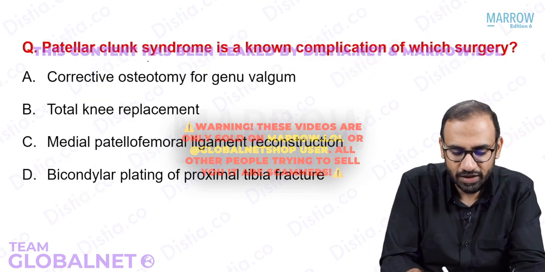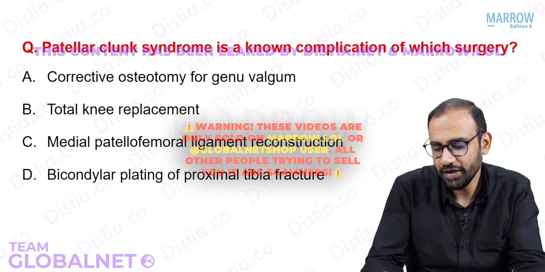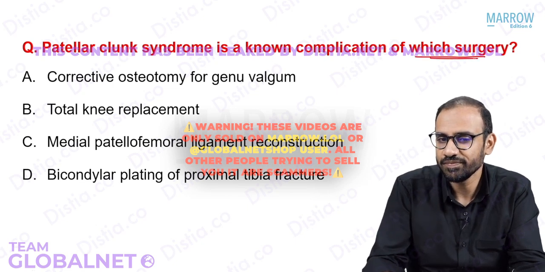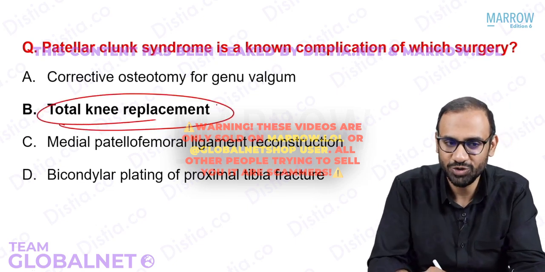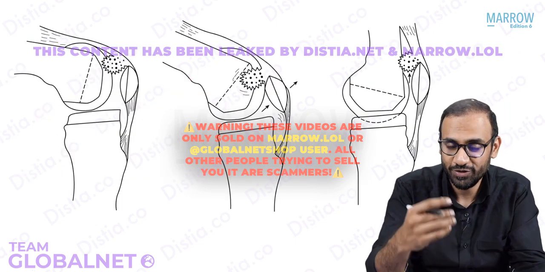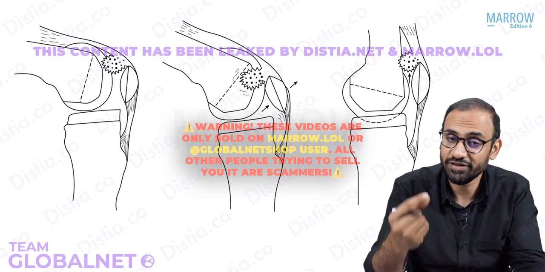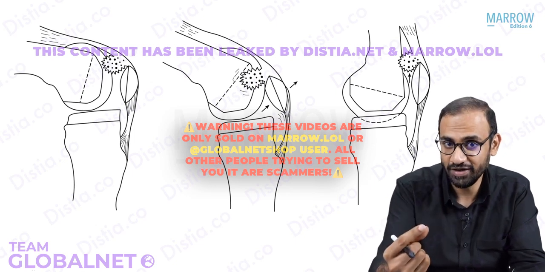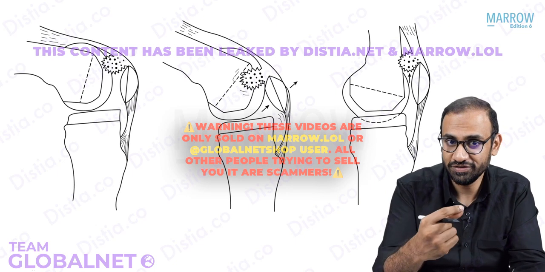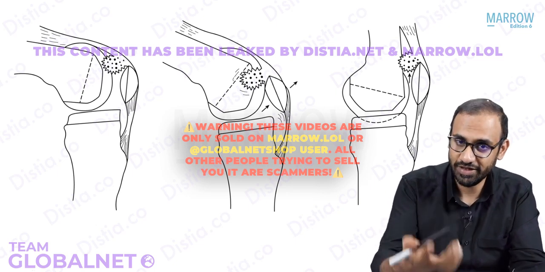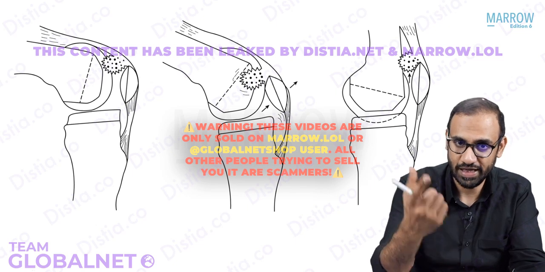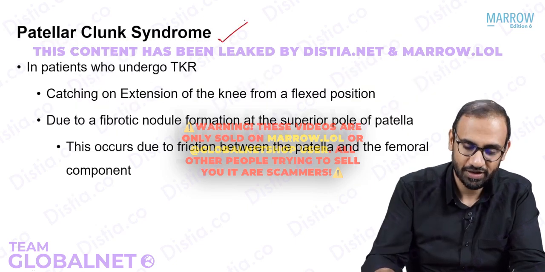Next. Patellar clunk syndrome is a known complication of which surgery? Yes, it is total knee replacement. If you recall, it was a fibrotic nodule that forms at the superior pole of the patella because of friction from the femoral component. And whenever the patient would extend the knee from a flexed position, it would lead to catching. That was your patellar clunk syndrome.